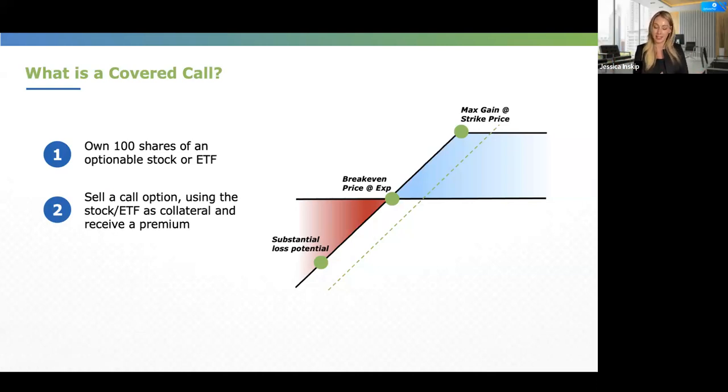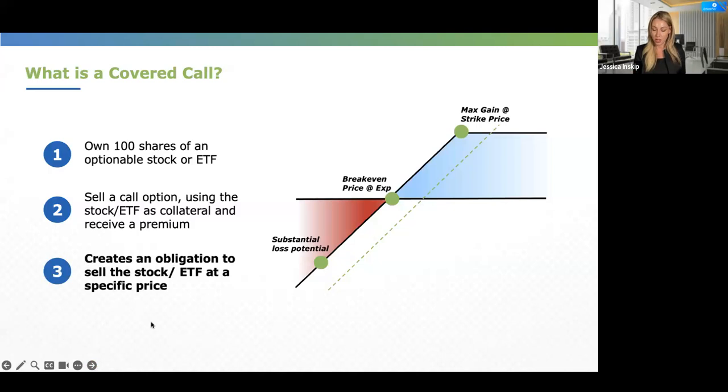It's literally saying, like, you have a home and you have that loan on your home, and if you default on it, you don't have to go and buy another house. You are just going to turn in that house because you already own it. It's covered in that aspect. So you are selling a call, utilizing your shares. You receive a premium in exchange for that obligation to sell that stock at a specified price.